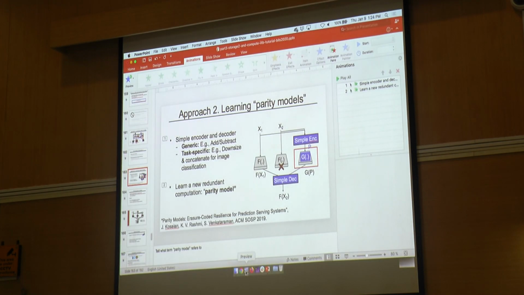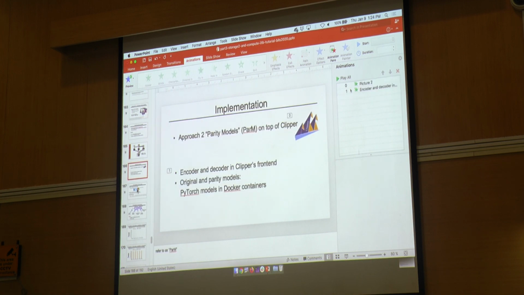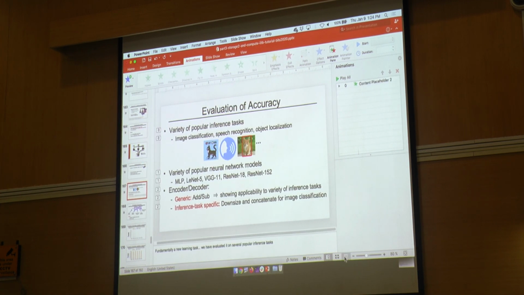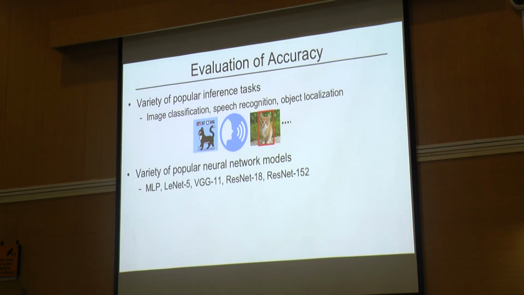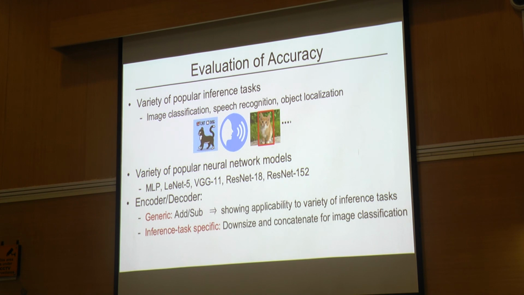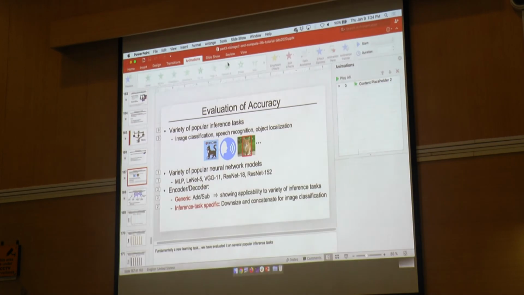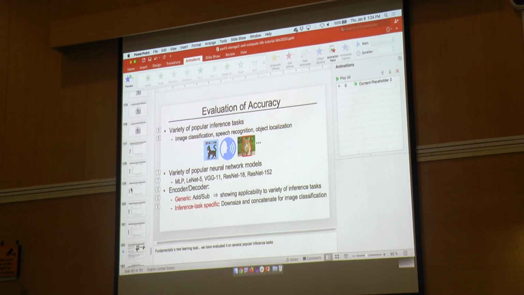If you are interested in this space of coding meets machine learning, I would encourage you to take a look at that. We have really good results on a variety of tasks, all popular state-of-the-art tasks, very different networks, including ResNets, which are very popular, and different kinds of encoders and decoders. Apologies for rushing through again. What I'll do is just summarize and finish.